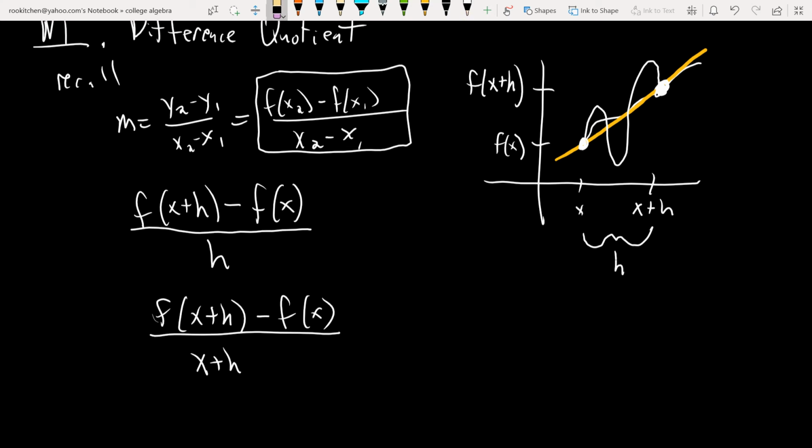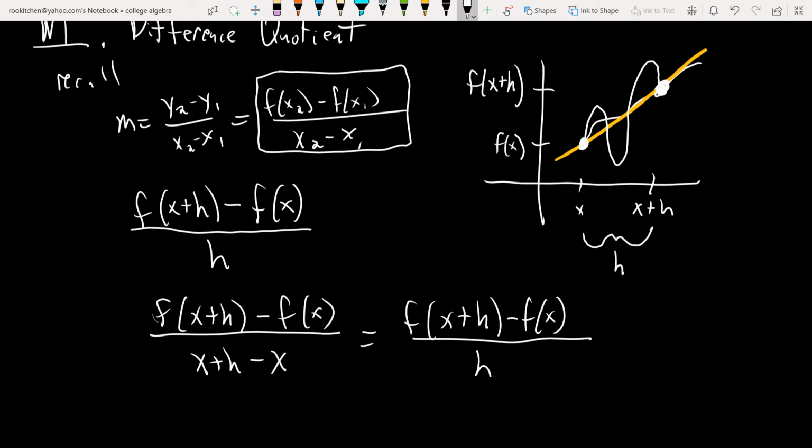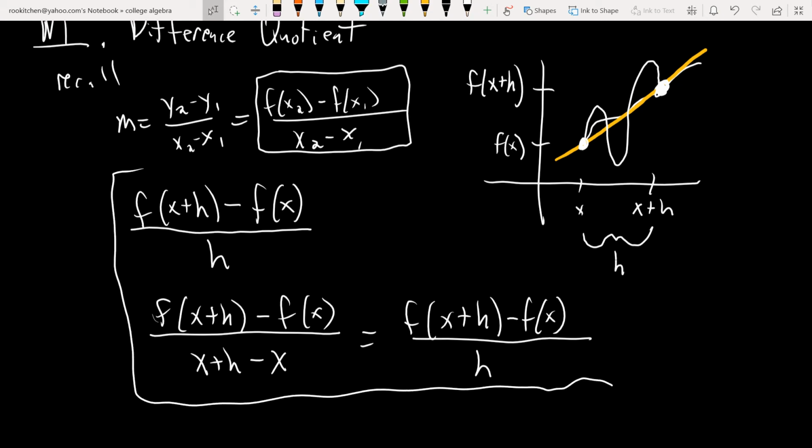Okay, minus x. So in the end, the x's cancel out in the denominator, and that's why it looks a little funny. Okay, it's not looking like the slope because it just has that h in the denominator. But I promise you, all it is, is kind of a new slope formula.